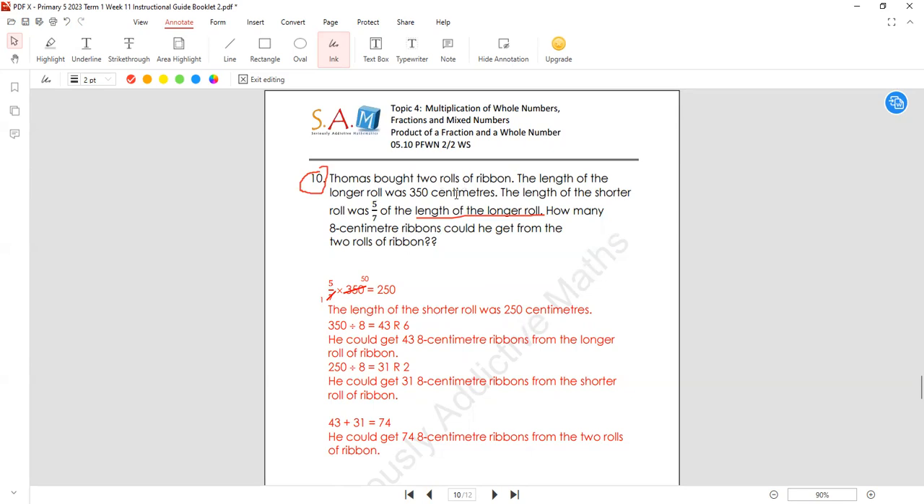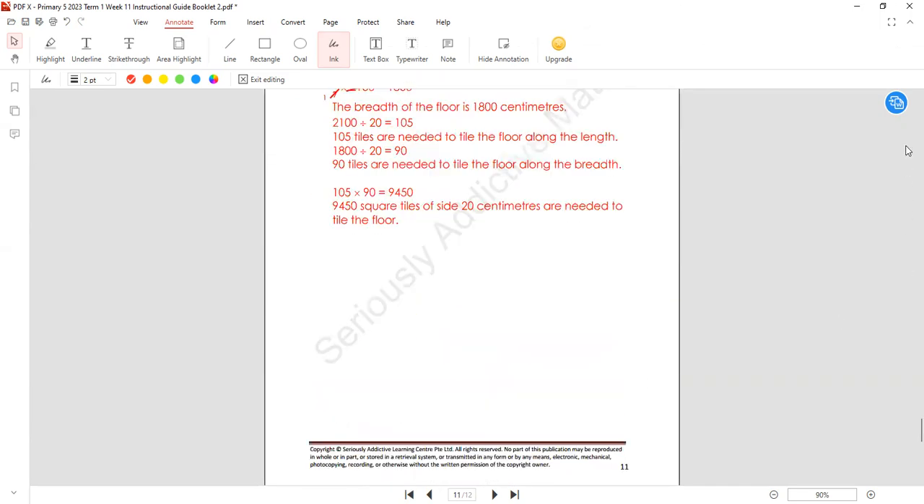So the length of the longer row is 350, so 350 divided by 8. Maximum would be 43. And then for 250 divided by 8, maximum is 31. So then they add together. So these are tricky questions.